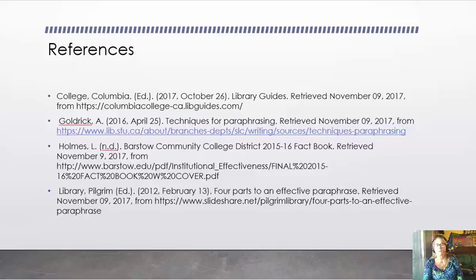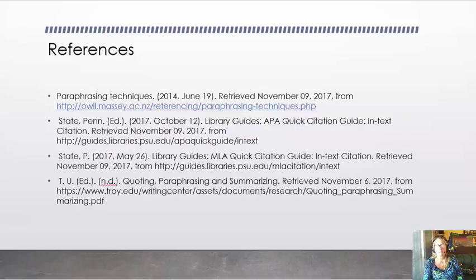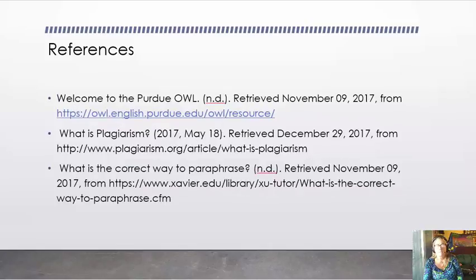References: Columbia College, A. Goldrick, Techniques for Paraphrasing, Holmes L., Barstow Community College District, 2015-16 Factbook. Library, Pilgrim. Paraphrasing Techniques, retrieved November 9, 2017. State Pen for the library guides for APA and MLA. TU Ed for quoting, paraphrasing, and summarizing. And finally, Purdue OWL: What is plagiarism and what is the correct way to paraphrase?